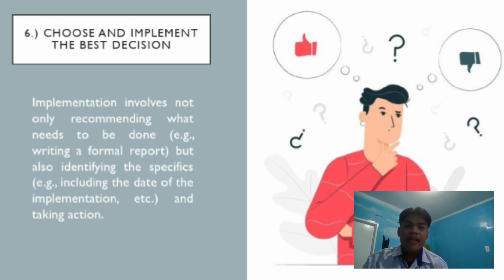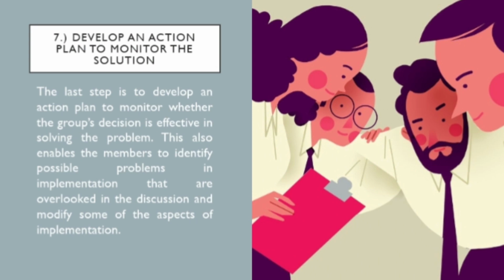A formal report is a deep analysis used to assist the leaders of business, industry, and government in the decision-making process. Formal reports present an analysis of data and other information, offer conclusions, and provide recommendations to solve a defined problem, while also identifying the specifics. Example, including the date of the implementation. So you need to include the date of the implementation, and after that, you need to take action. Develop an action plan to monitor the solution.